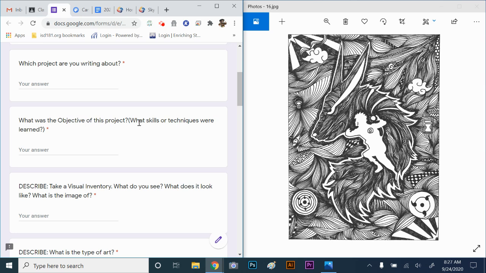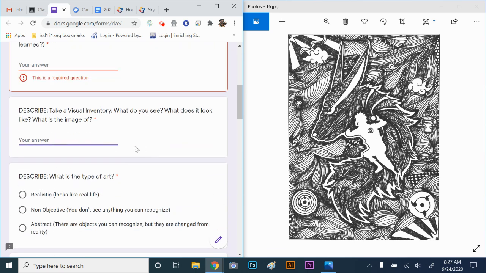Basically, the objective is what is the point of the project? For this one, the objective was to create a detailed artwork using line. So line was really our focus here, right? Then it says describe. Take a visual inventory. What do you see? You're literally just describing what you see. For my example, I could say it's a Zentangle pattern with a lot of abstract designs, but there's also some specific anime characters represented, some clouds, and some other objects from that show. I would literally just write that out as a sentence. If you're talking to someone on the phone who can't see it, how would you describe it to them? That's pretty much what you would write there.